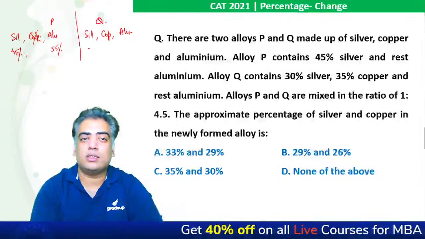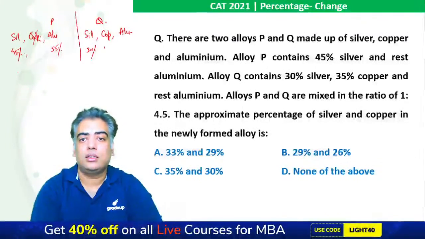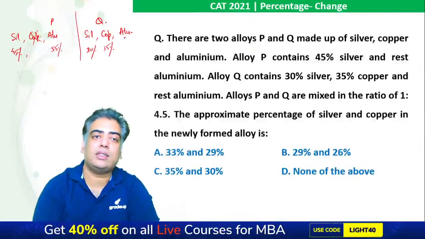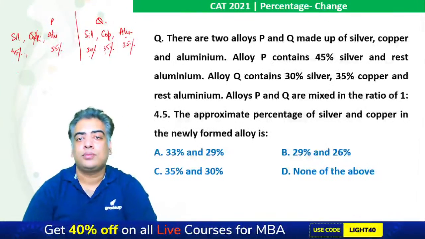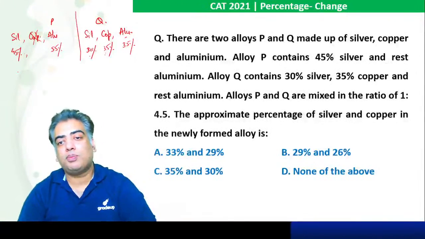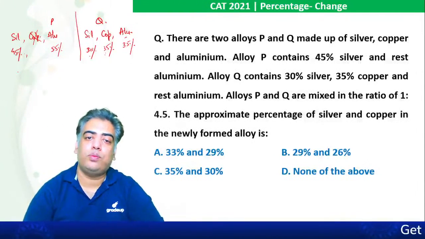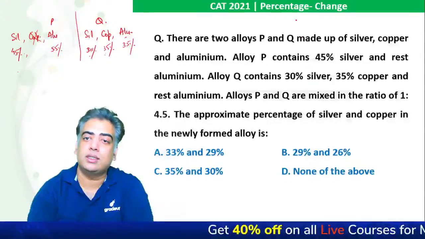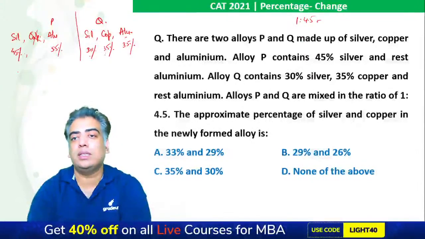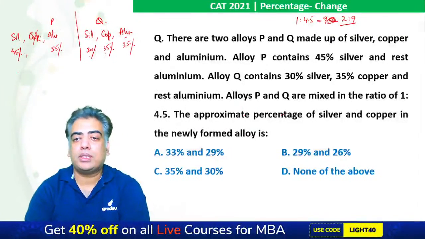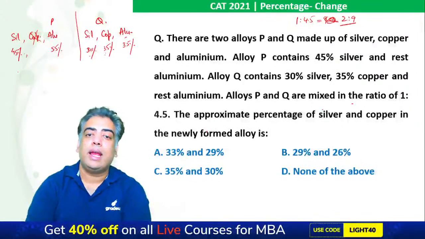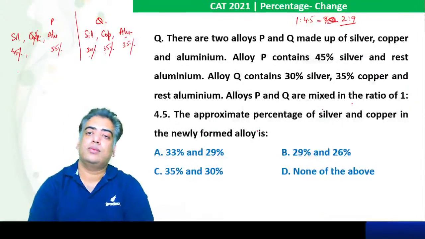Alloy Q contains 30% silver, 35% copper and rest is aluminium. So these two values add up to 65, so remaining is another 35%. Alloys P and Q are mixed in the ratio 1 is to 4.5. Now guys, 1 is to 4.5 is as good as 2 is to 9. Right? The approximate percentage of silver and copper in the newly formed alloy is.